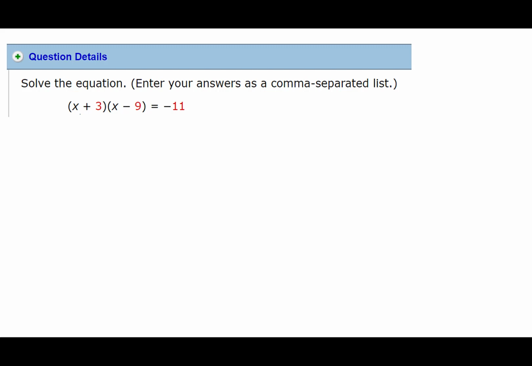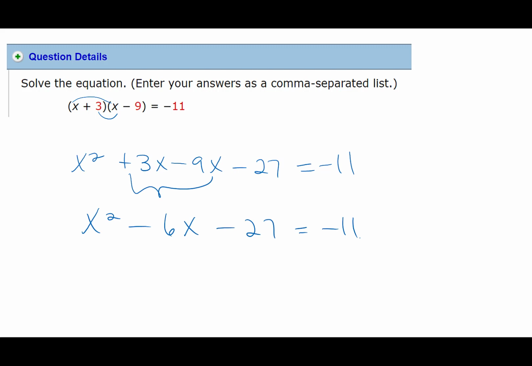There is an extra step on this problem, and that's actually why I wanted to show it to you. The first thing I want you to do is multiply the two factors back out together. We'll just use FOIL. This is x squared, plus 3x minus 9x, and minus 27 equals negative 11. Those two middle terms come together. If you're struggling with this multiplying, go back to section 5.3, our multiplication section, and review some of those skills.